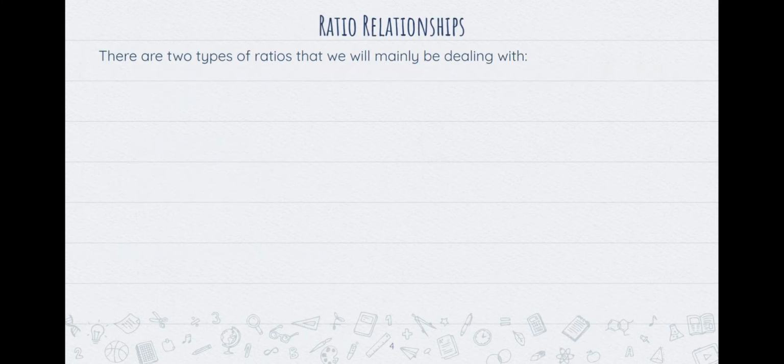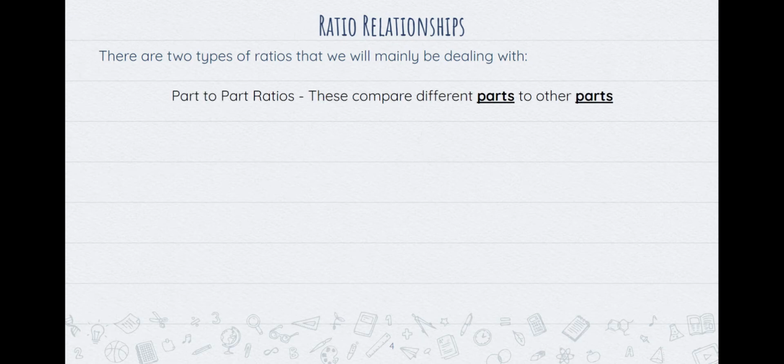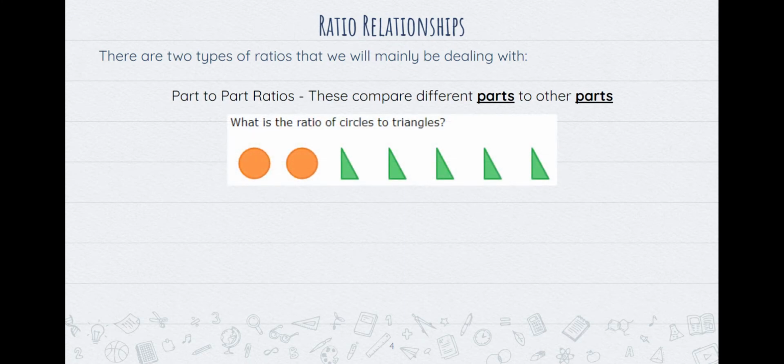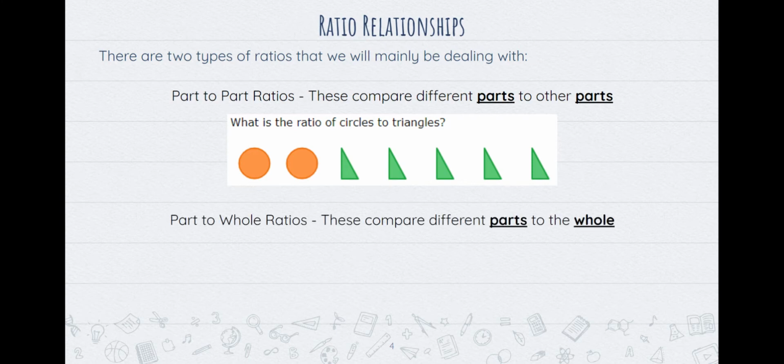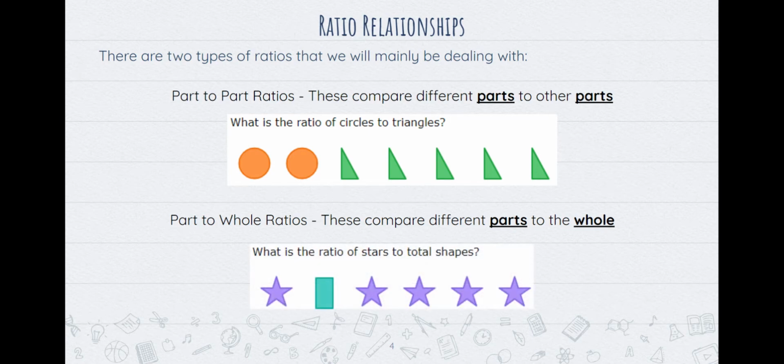Now, we have two different types of ratios that we're going to be working with. The first is a part to part ratio, and these compare just parts of a problem to another part of a problem. So, for a simple example, we have two circles to five triangles. These are just two parts of the whole set of shapes. We broke it into two separate parts. Now, you also have part to whole ratios, which compare one part of the whole thing to all of it. So, for example, we could say we have five stars to six shapes. So, the shapes is the whole group, the stars are just a part of that group.